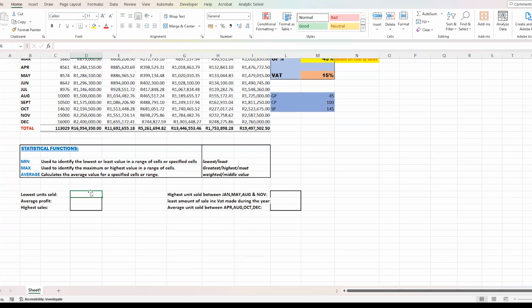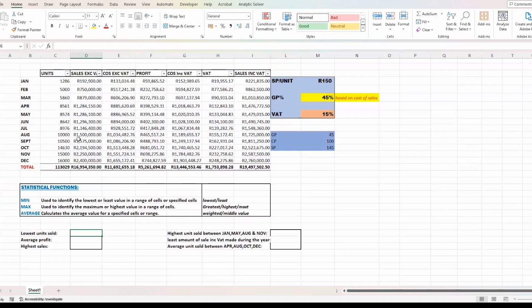Let's say, for example, I'm asked to give the lowest unit sold. What was the lowest unit sold? Per month, so we've got 12 months, January to December. I want to know the amount of units that was the lowest. Because of the word lowest, I know that I'm working with minimum. Minimum will give me the lowest. This actually makes life easy for me when I have to look for the least performing month. I'll be able to tell from the units that were sold.